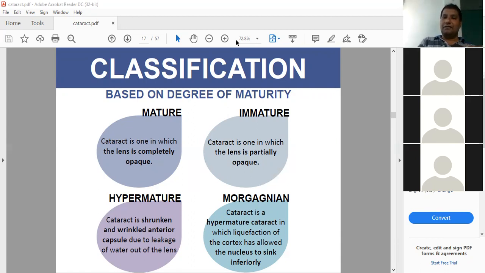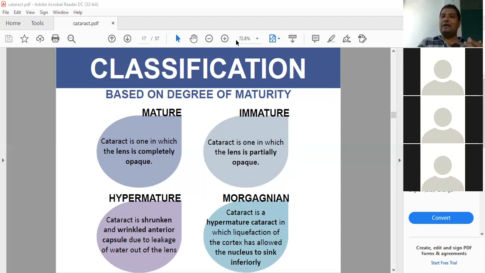Then on examination, the first point is visual acuity. In immature cataract, the visual acuity will be reduced, but not profoundly reduced. It will usually be in the range from 6 by 60 to 6 by 9. But in mature cataract, the vision will be finger counting, hand movements or perception of light. So the second point is that visual acuity is profoundly reduced in mature cataract, whereas it is reduced but not profoundly in immature cataract. Then the third point, which I already told you, is the color of the lens.